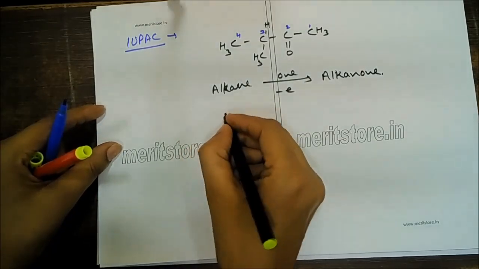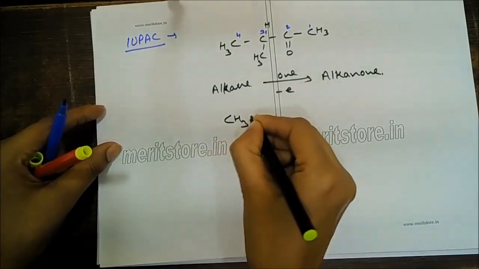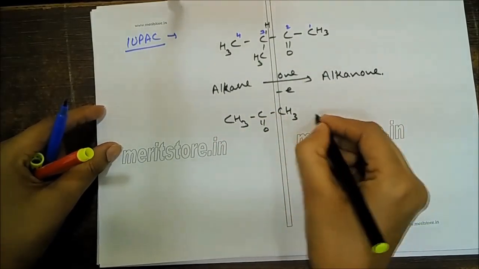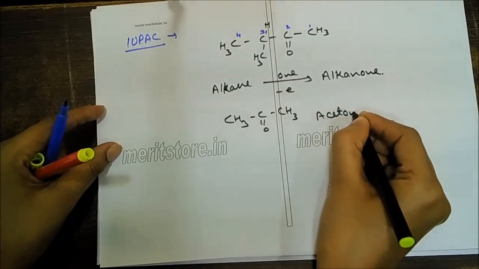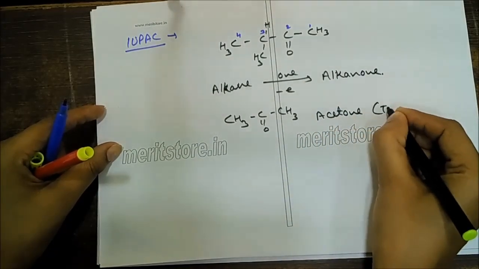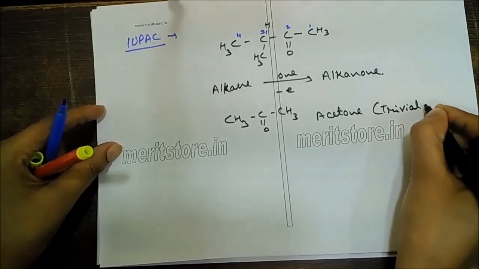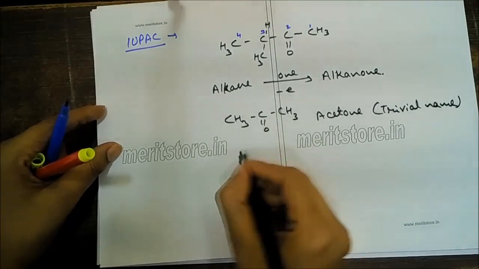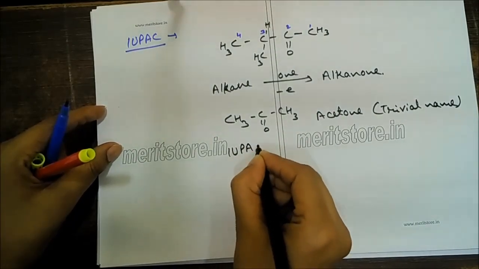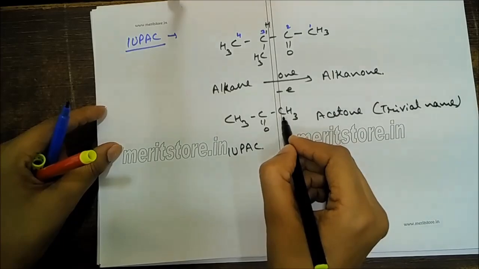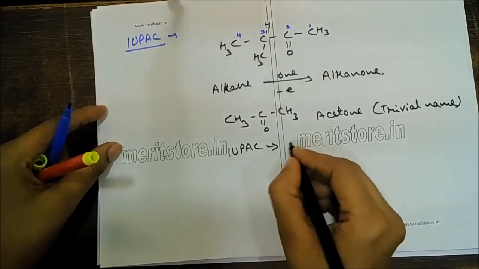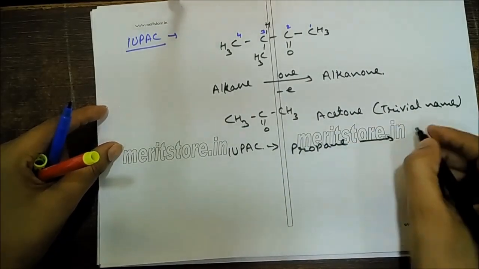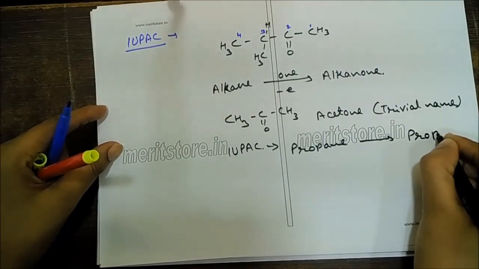So if we take acetone, acetone is its trivial name, and its IUPAC name will be: it's a 3-carbon compound, so its corresponding alkane will be propane and acetone will become propanone.